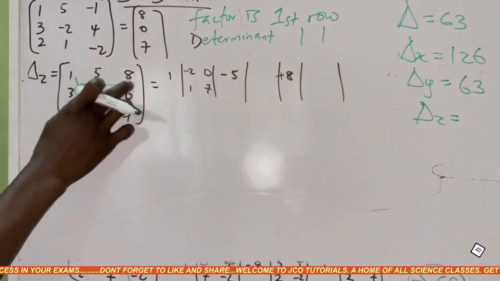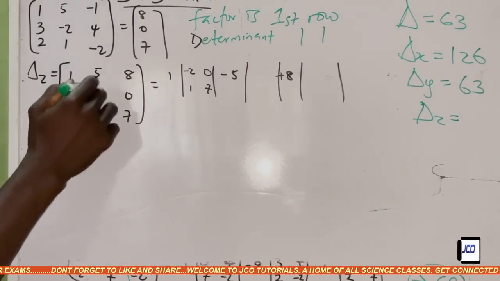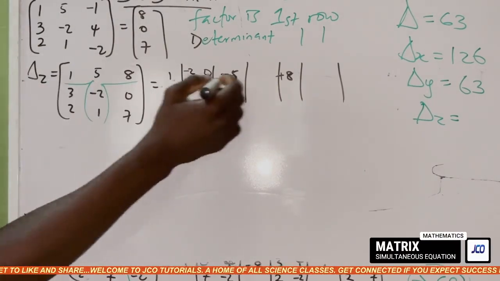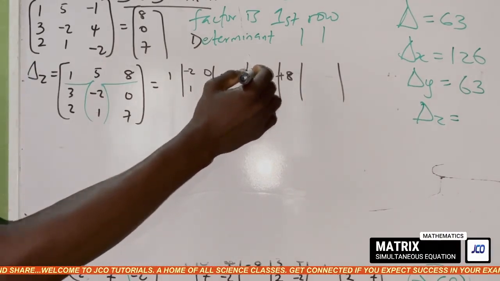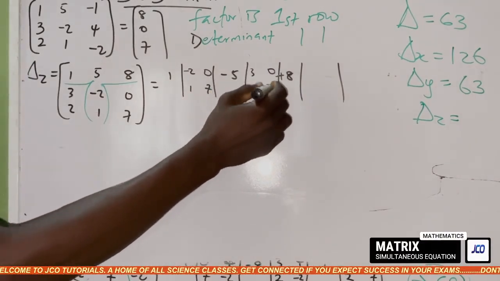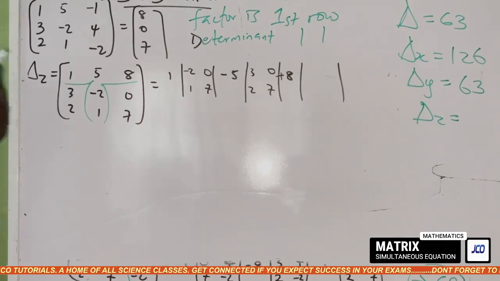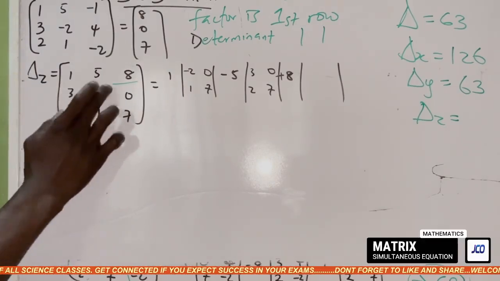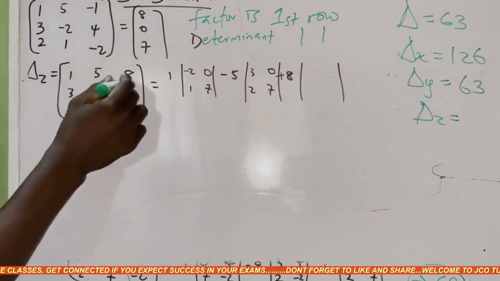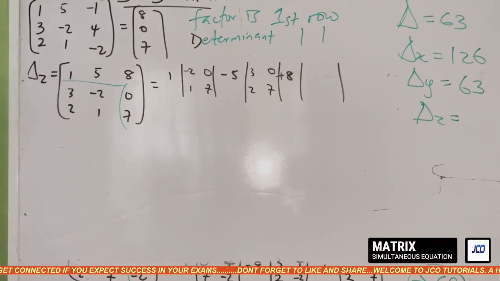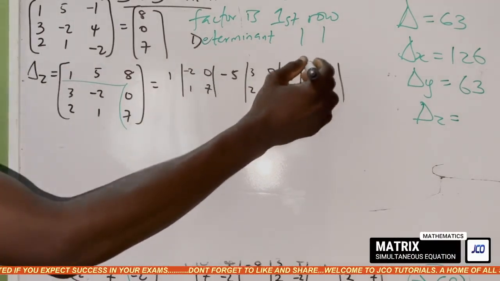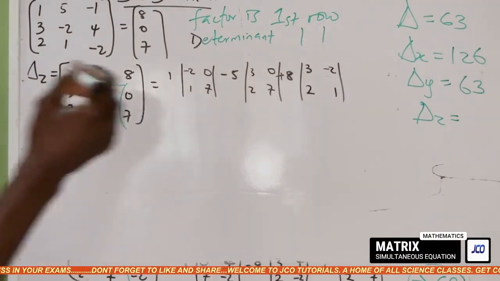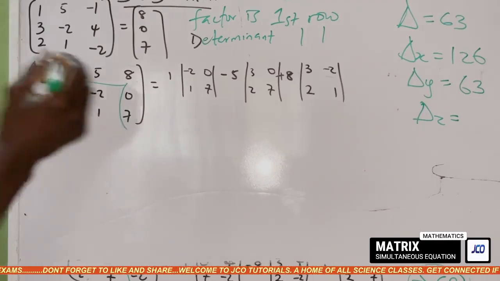Going on, you take away the second column and the first row. For 5, you have 3, 0, 2, 7. That will be left. Then the last, you take away the column of 8 and the row of 8. You have 3, minus 2, 2, and 1. Then you find their determinant.